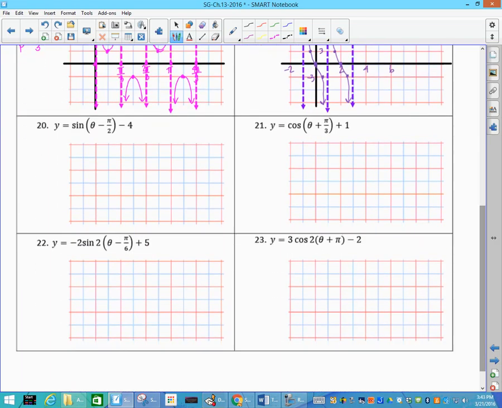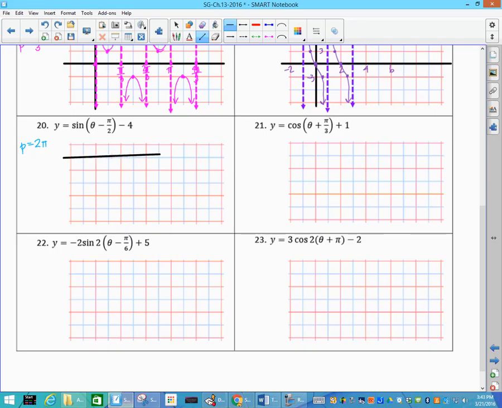All right, number 20. Sine. What do I have? Sine of theta over minus pi over 2, minus 4. So we've gotten back to my sine graph. My period is 2 pi. This time I'm shifting it down 4 units. So as it's shifting down, I know it's going to be down below.